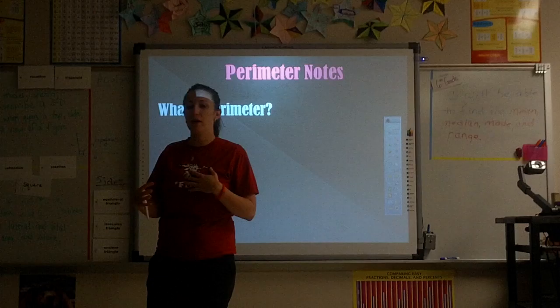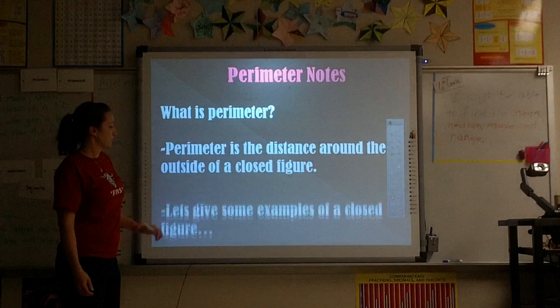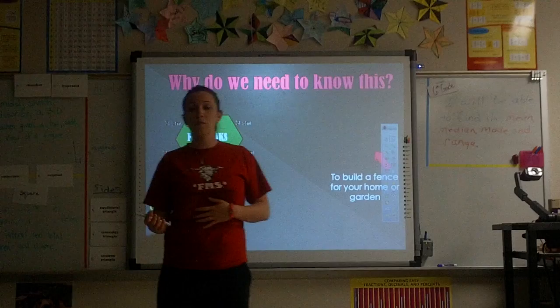What about a triangle? Yes, it is. Okay, good, because it has angles, and because it has sides, and it's a closed figure. Very good. So today we're going to be building off of that. We're going to talk a little bit about what it is to find a perimeter. Perimeter is the distance around the outside of a closed figure, okay?